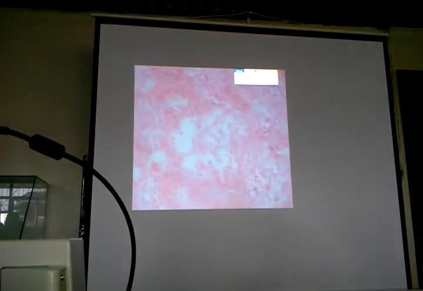If an organ develops infarction, what will happen to the cells of that organ? Okay, the tissues, the cells of that organ will undergo necrosis.